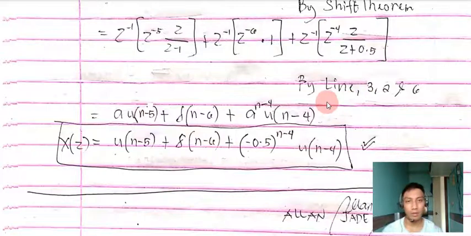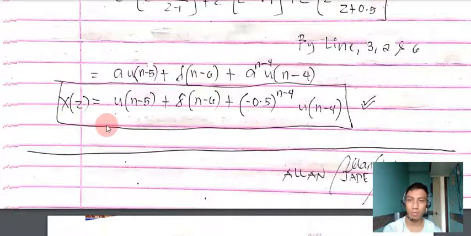So, by applying the z transform pairs from the table, lines 3, 2, and 6, we came up with this final answer. We have x of n rather. x of n equals u of n minus 5 plus delta of n minus 6 plus negative 0.5 raised to n minus 4 u of n minus 4. So this is our final answer.